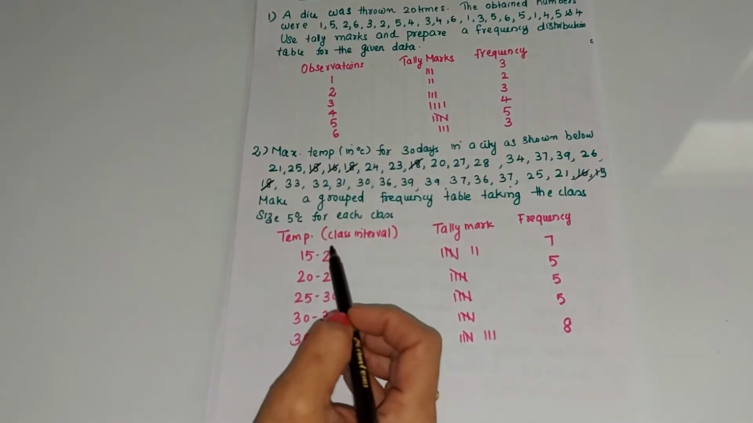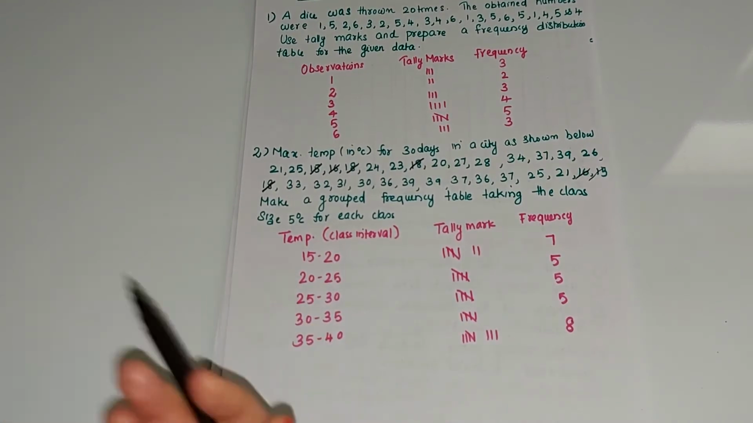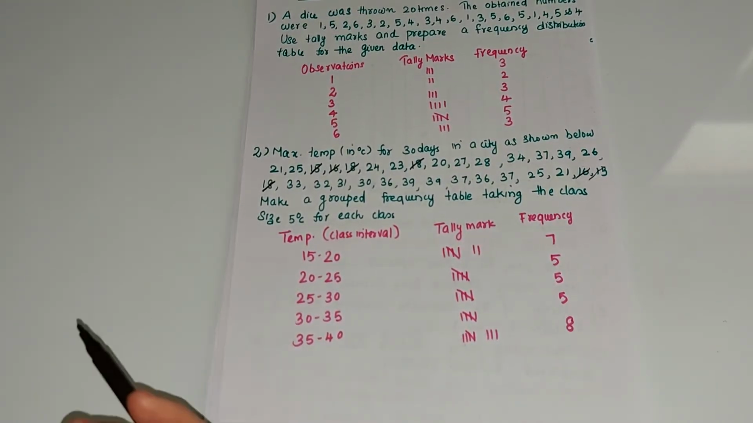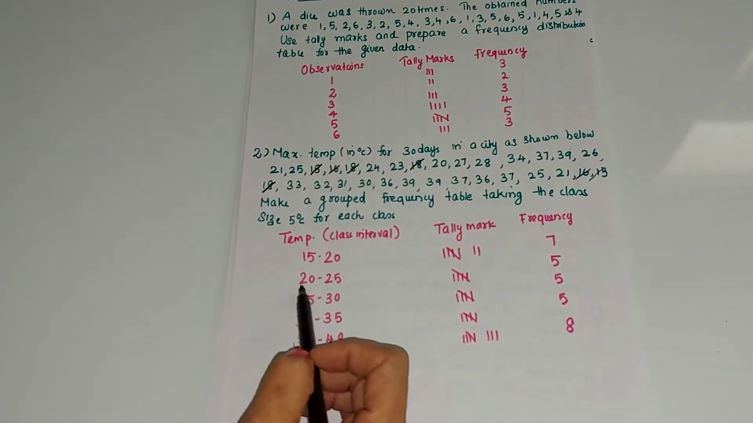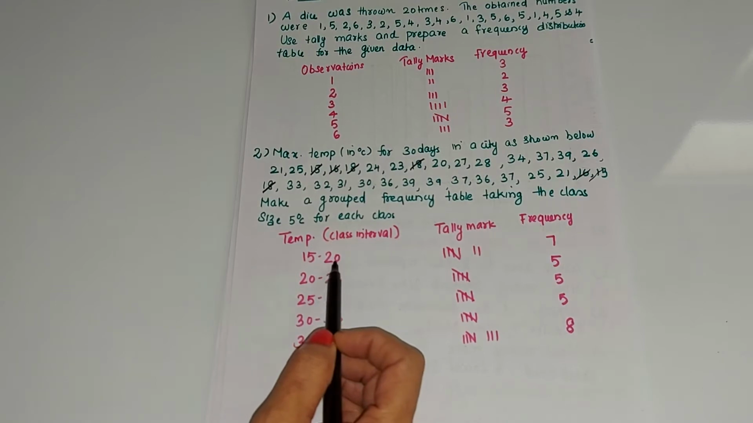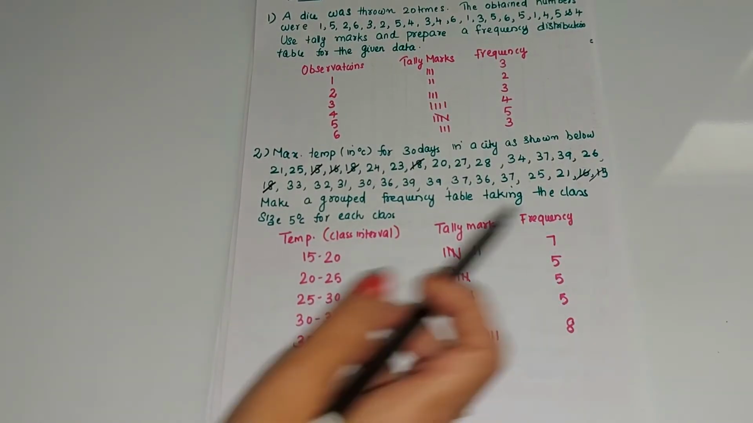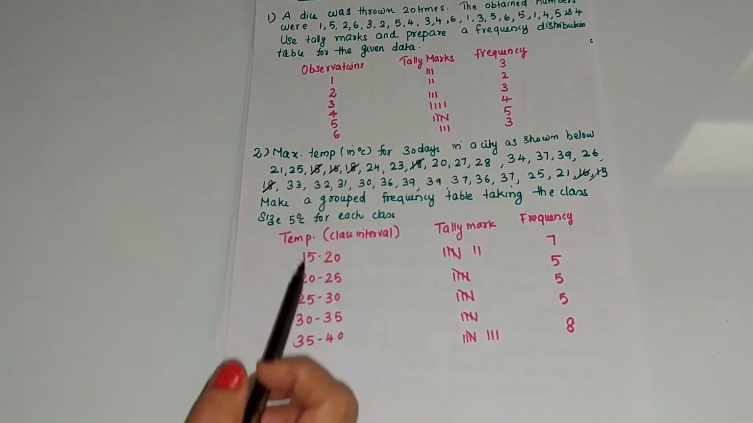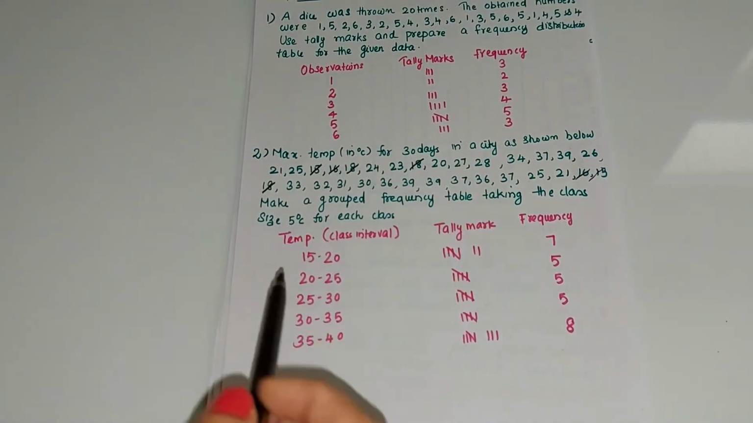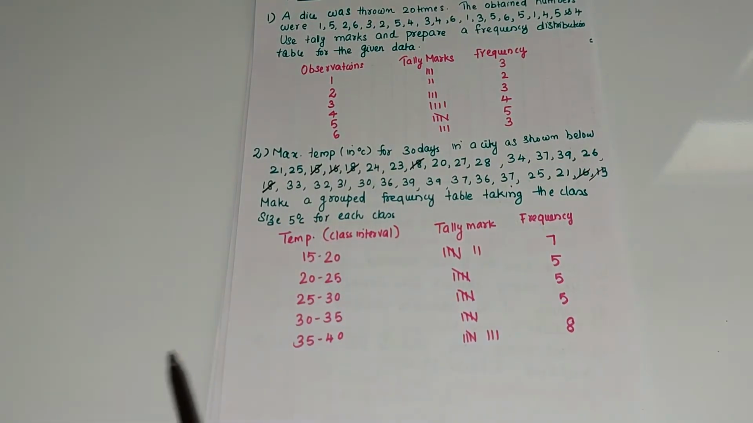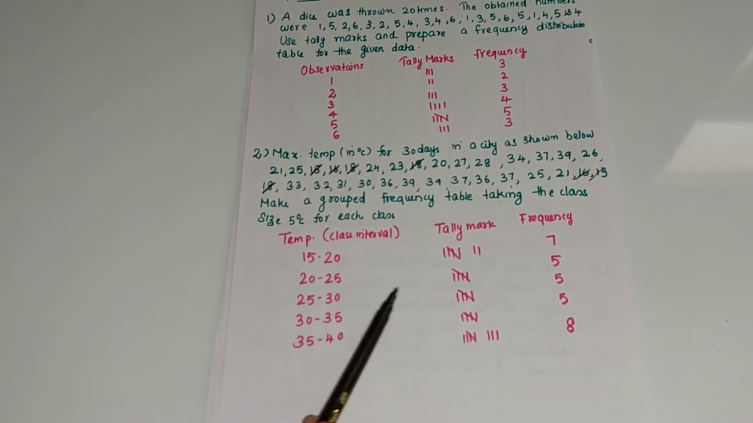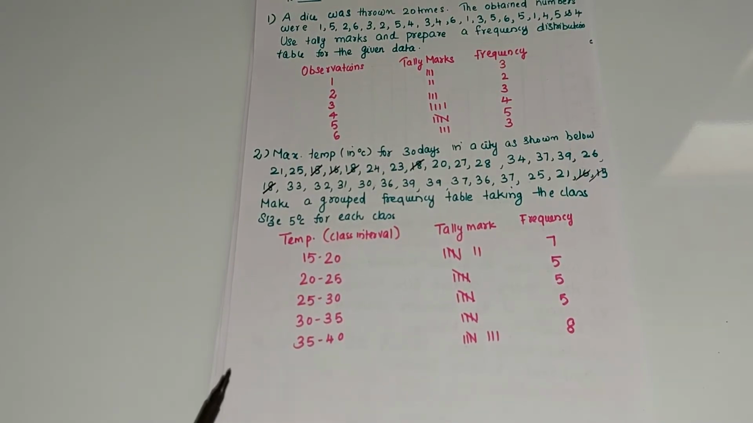And here you look, here 20 is here and 20 is here. In which class interval will 20 come? 20 will come in this class, not in this class. Here upper limit is 20, here lower limit is 20, but 20 will come in the second class, not in the first class. So for 15 to 20, there are 7 observations, and 20 to 25 you count like this. When you count, you mark that, you cut that, then you can easily count. So 15 to 20 it's 7, 20 to 25 it's 5, 25 to 30 it is 5, 30 to 35 it is 5, 35 to 40 it is 8.